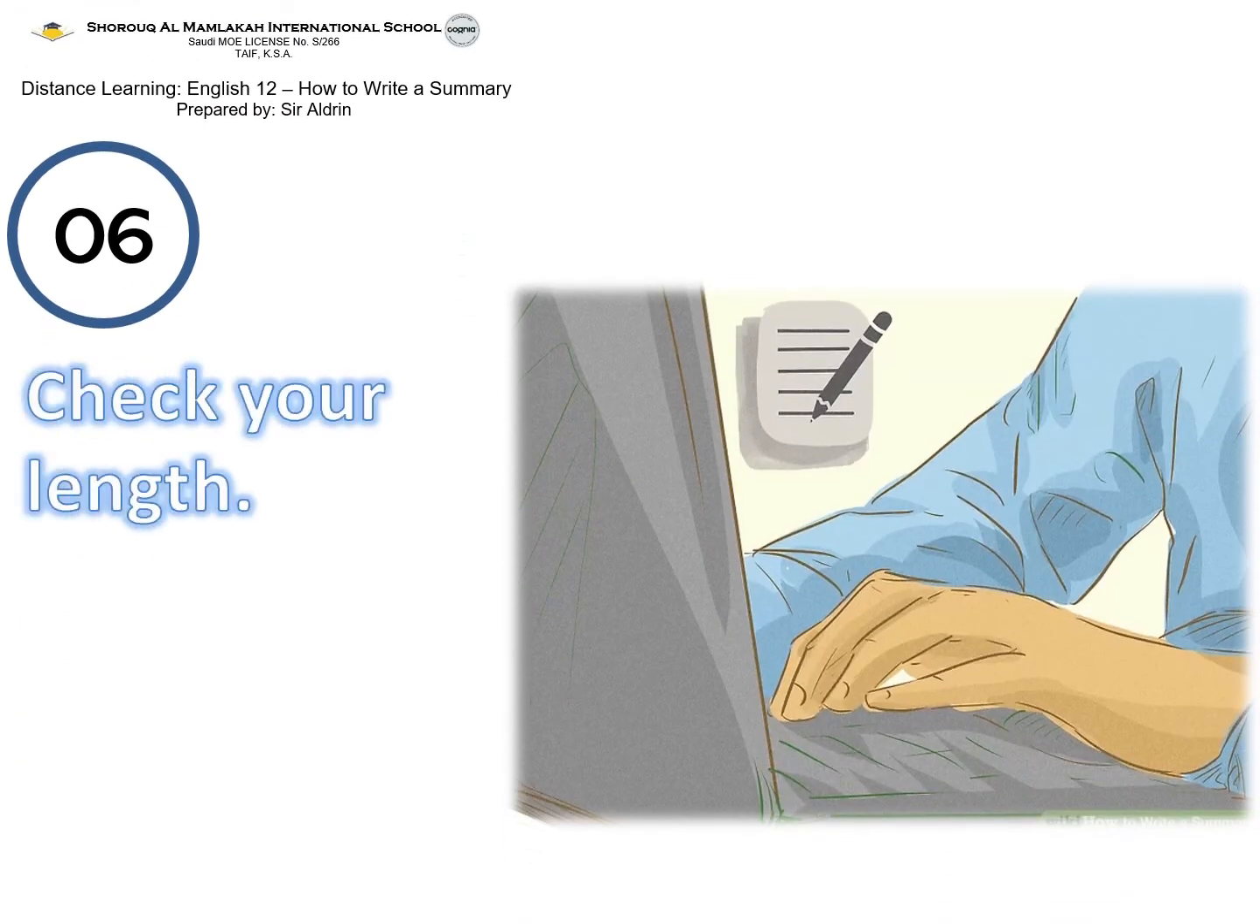Next step is to check your length. Once you've added anything you might have forgotten to your summary, check how long it is. If you are summarizing something for a school assignment, be sure to stick to the parameters or guidelines provided by your instructor. Generally, a summary should be around 1/4 the length of the original piece. So, if the original piece is 4 pages long, your summary should be no more than 1 page.